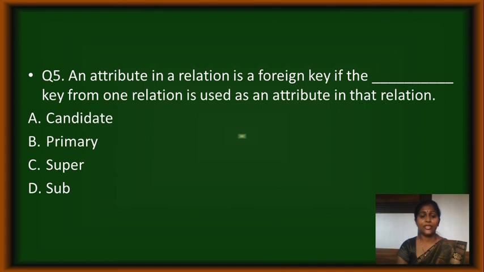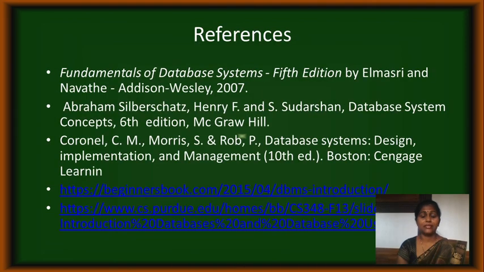An attribute in the relation is a foreign key if the key from one relation is used as an attribute in the other relation. Right? Right. It's a primary key. One key should be a primary key, then only it can be.